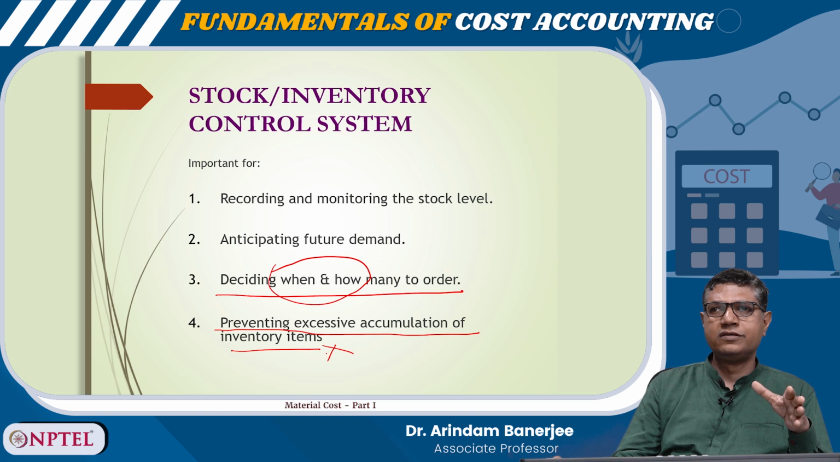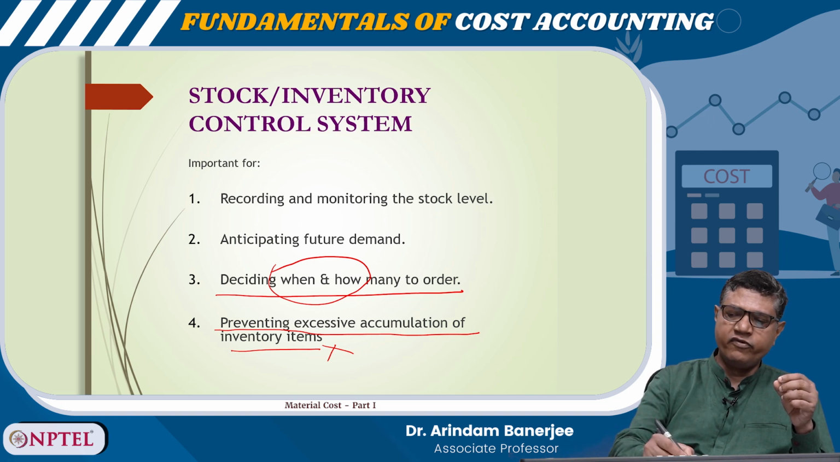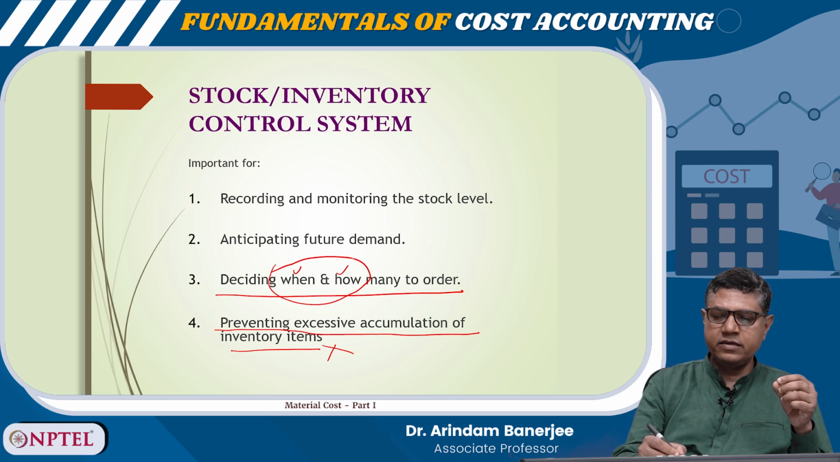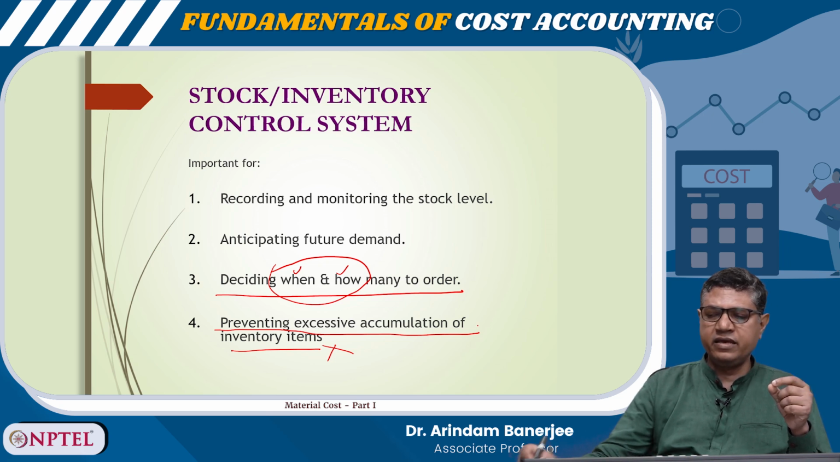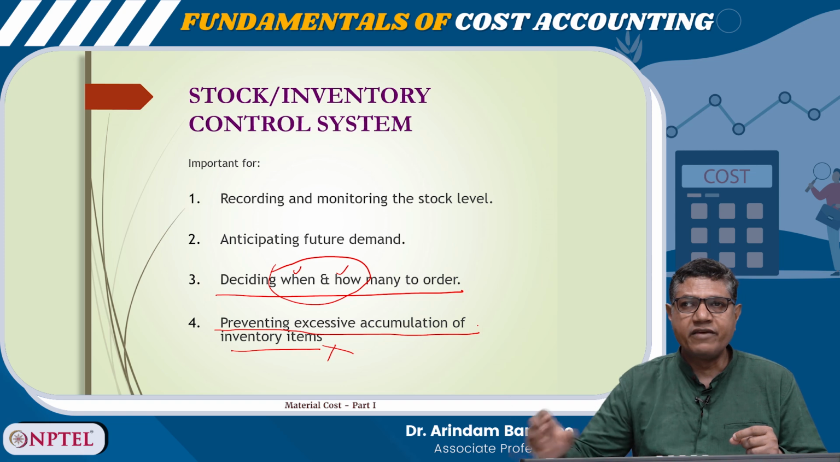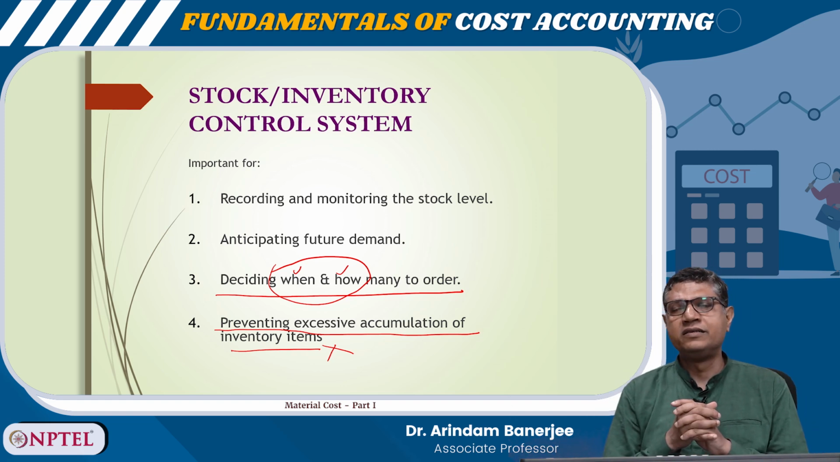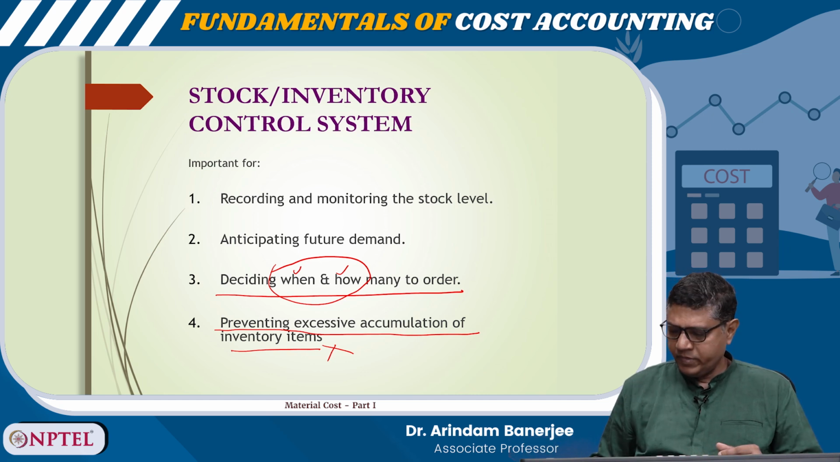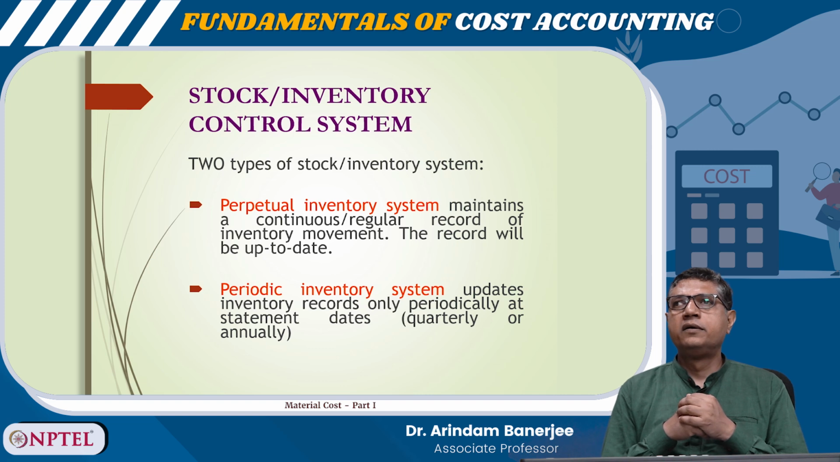So, we should avoid it. In control system we will discuss when and how many to order, and we will see that it should be very efficient to avoid the accumulation of dead stock or non-moving stock or excessive stock. Okay. So, now there are two types of stock and inventory system.